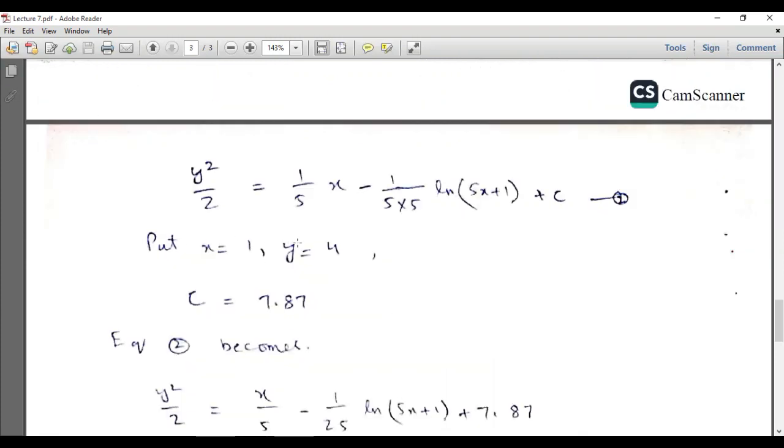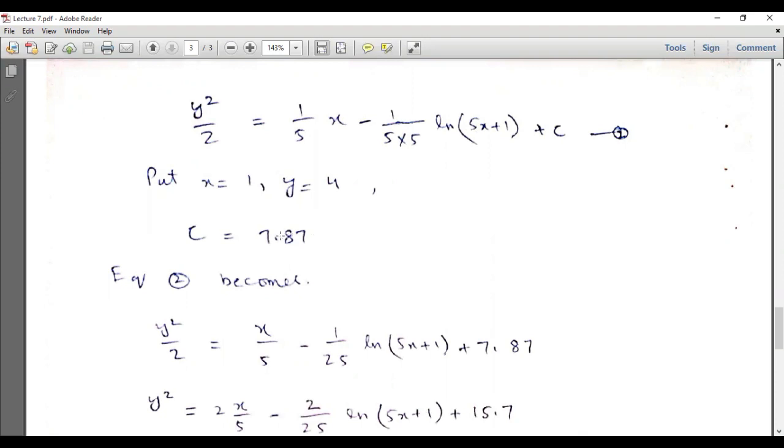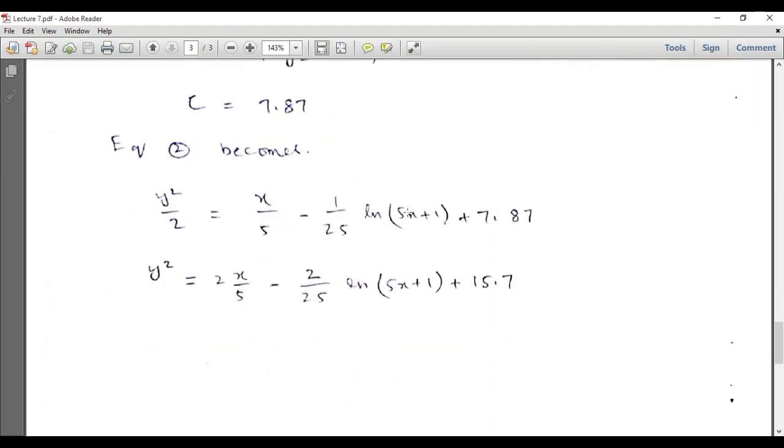Now let's put the coordinates of this point and evaluate the value of c, and it is calculated to be 7.87. So put this value over here, and this is the final form of the equation, and we can multiply this whole equation by 2. So this is the final form, the simplified form of the streamline.